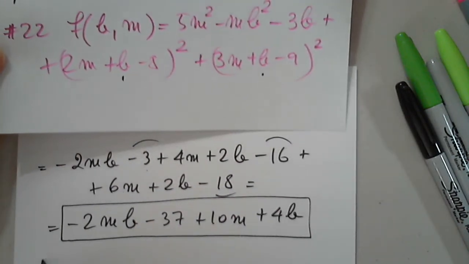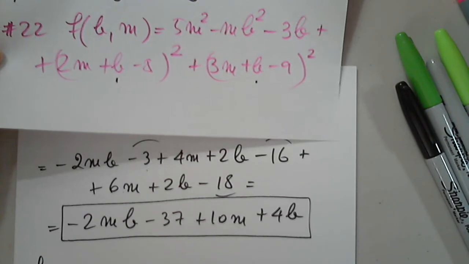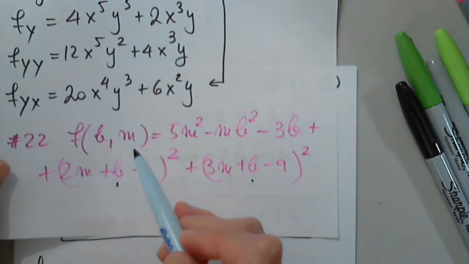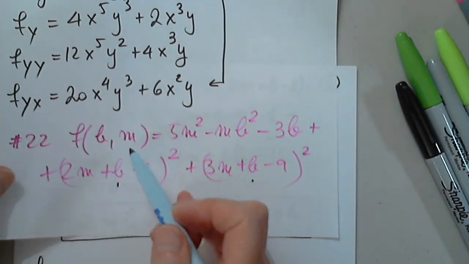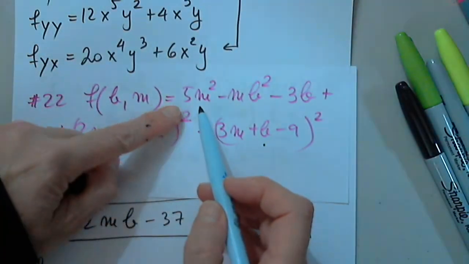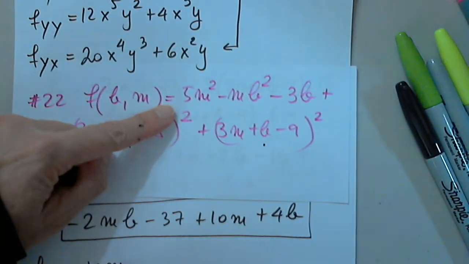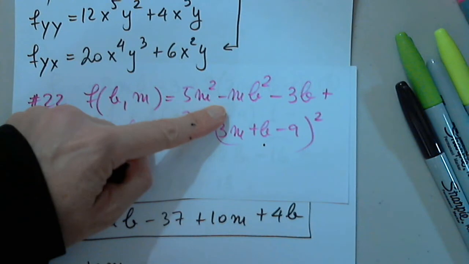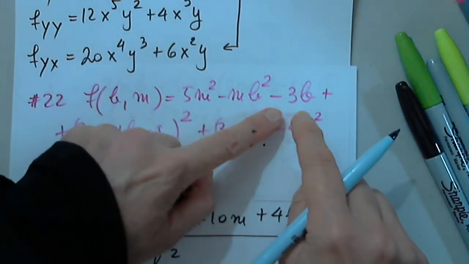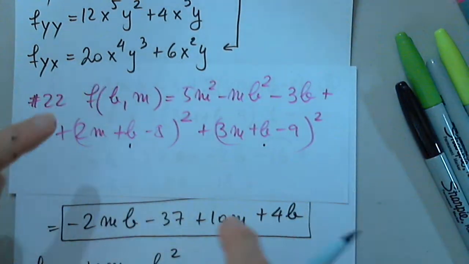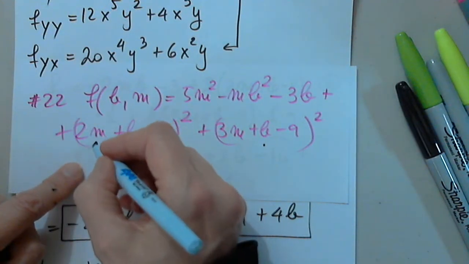Now we are also asked to find fm, meaning b is fixed, and I'm differentiating with respect to m. So when I differentiate with respect to m, I get 10m. This with respect to m, I get negative b squared. This with respect to m, nothing. This with respect to m right here now.